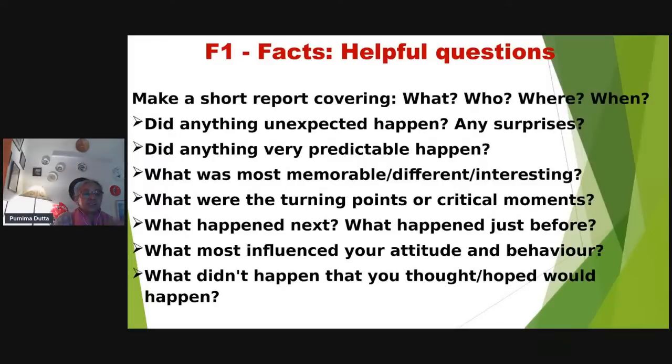So for F1, these are the questions that will come in your facts section. Did anything unexpected happen? Any surprises? Did anything very predictable happen? So again, please remember, these are just suggested. These are not prescriptive. These are not like you have to answer all of these questions. Keeping these questions in mind, if you write your reflection, or once you share it with your students, if they write their reflections keeping in mind these questions, and the reflection ends up answering some of them or all of them, then it's a successful F1 reflection.